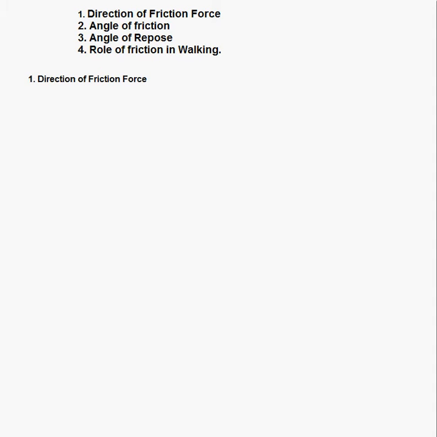Between two objects, the direction of friction force is such as to oppose the motion or tendency of motion of one over the other. Let us take a few typical examples to illustrate this point.